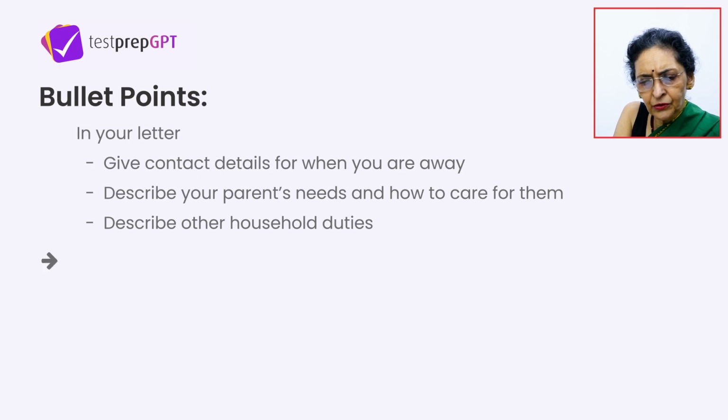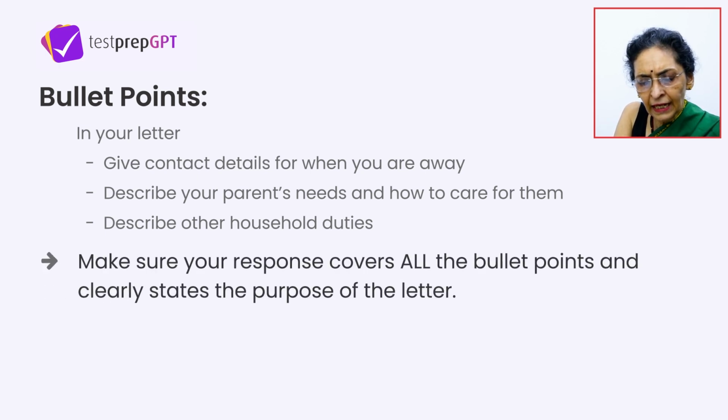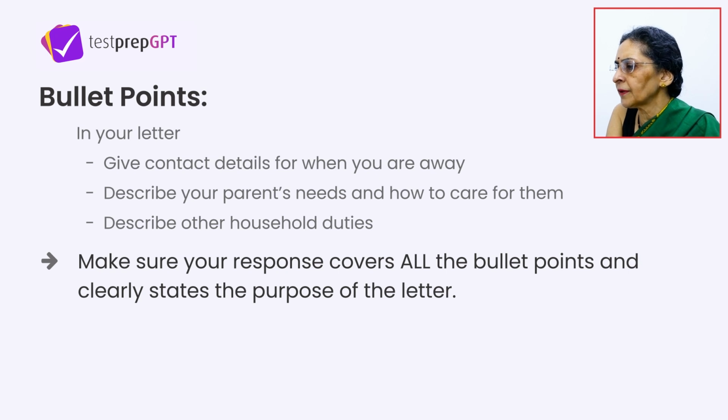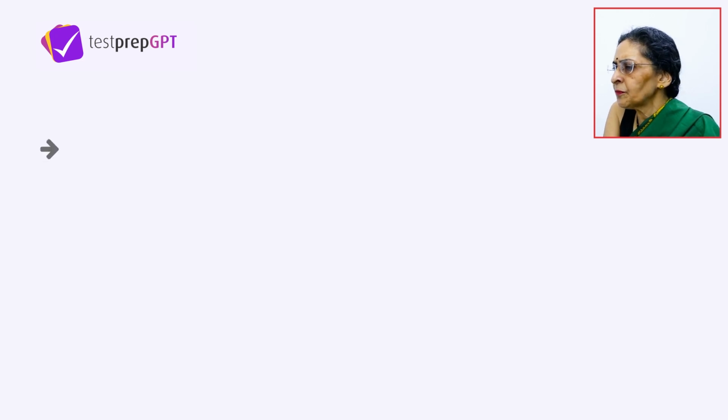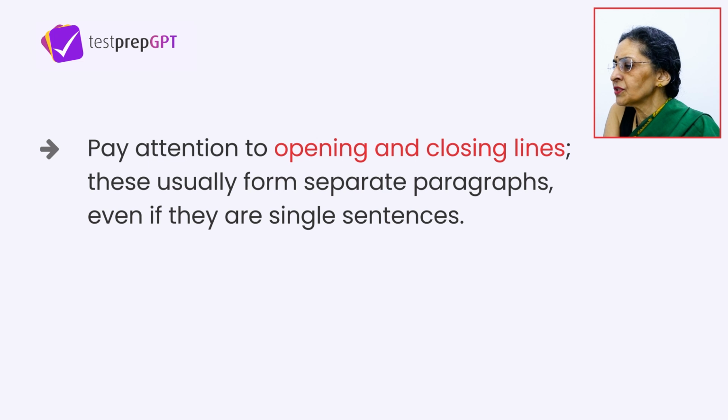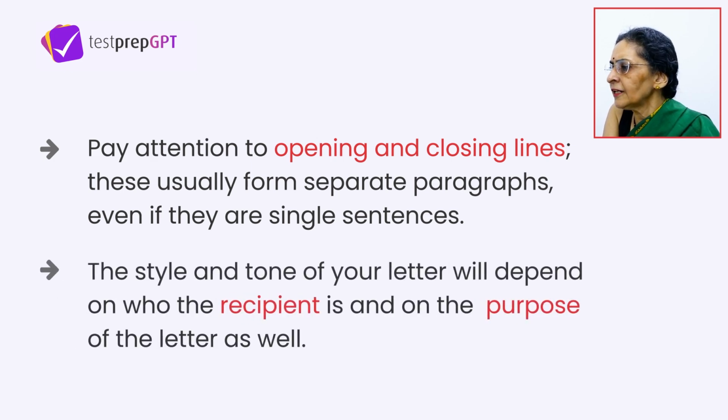It's very important to cover all the bullet points and clearly state the purpose of your letter. These bullet points are hints for you to expand upon. And each bullet point should be extended in a separate paragraph. You have to pay attention to the opening and closing lines, which generally form separate paragraphs, even if they are single sentences. The style and tone of your letter will depend who the recipient of your letter is, that is, whom you are addressing it to, and also the purpose of your letter.